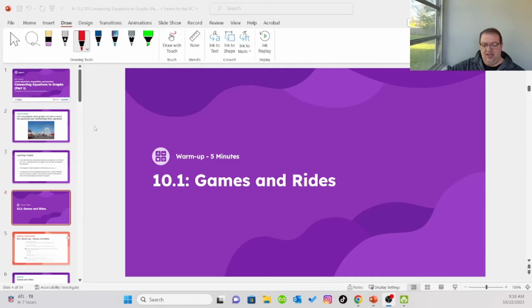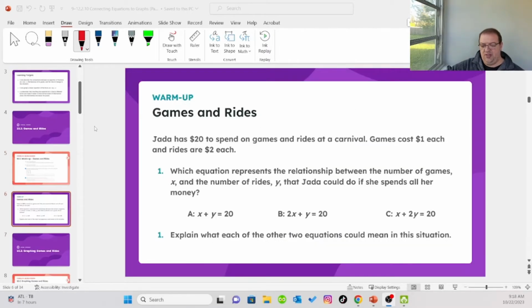Our warm-up today is 10.1, titled Games and Rides. It says Jada has $20 to spend on games and rides at a carnival. Games cost $1 each, and rides are $2 each. Number one, which equation represents the relationship between the number of games, which is x, and the number of rides, which is y, that Jada could do if she spends all her money?